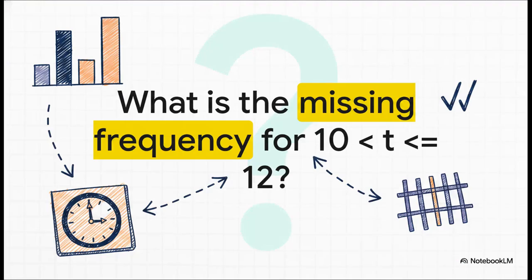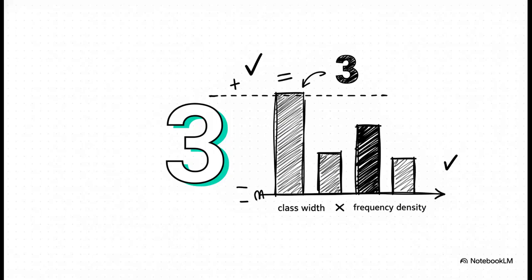Part A comes right out and asks us to find the missing frequency for that very first time interval. That's the spot where time t is greater than 10 but less than or equal to 12. To figure this out, we just calculate the area of that first bar. We take the class width, which is 2, and multiply it by the frequency density of 1.5. That gives us a frequency of exactly 3.